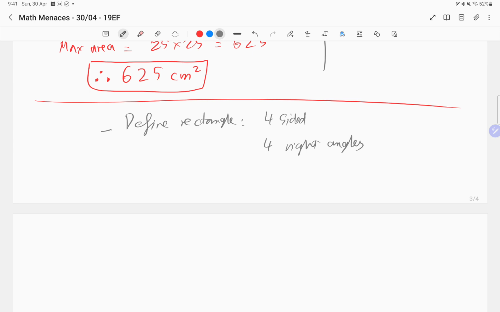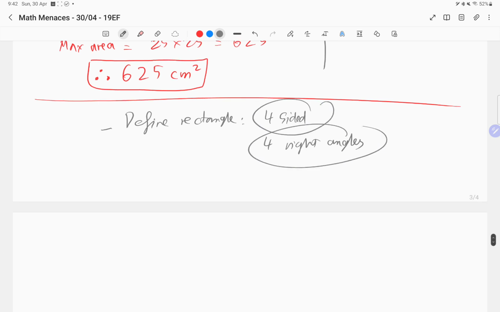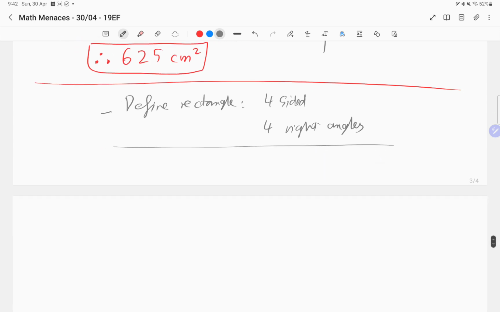There's nowhere in the definition of a rectangle that says the length is more than the width. Nowhere does it say that. It's just any four-sided shape with four right angles. You cannot draw a rectangle without these two properties, but these two properties are also applicable to a square. Because a square of side 1, for example, also has four sides and four right angles. So a square is also a rectangle. It is a special rectangle.